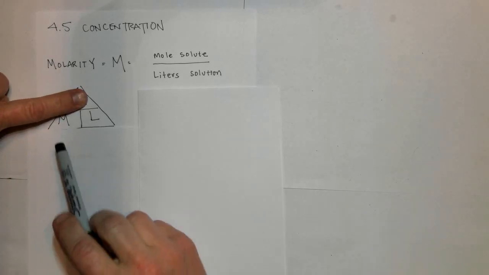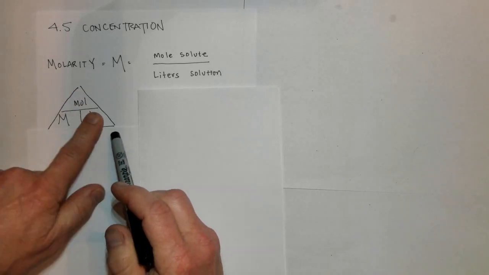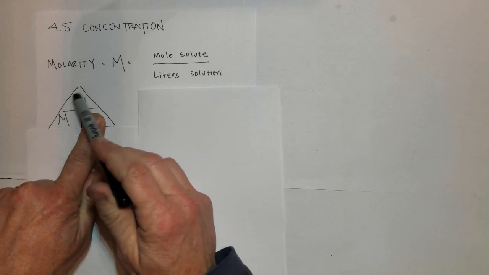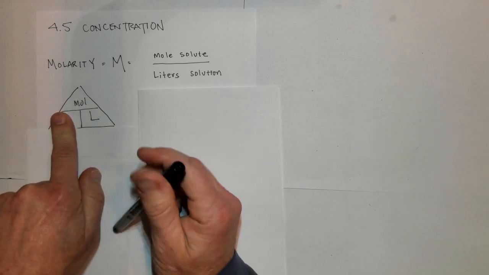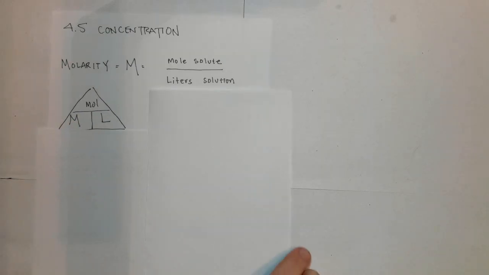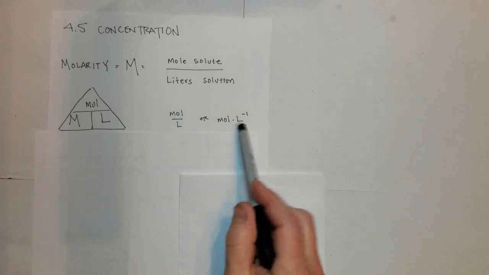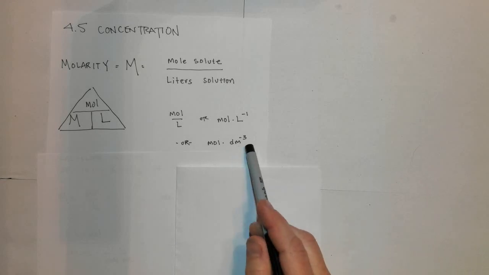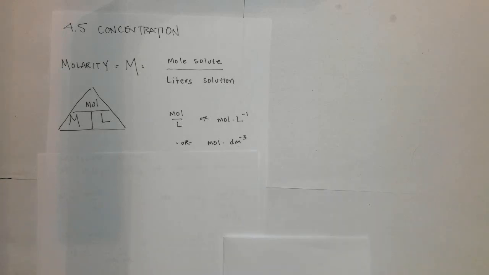This can be illustrated in a triangle. And then the triangle is really easy to use. Covering up moles, it's molarity times liters. Covering up liters, it's moles divided by molarity. Or molarity, which is moles divided by liters. So molarity is equal to moles divided by liters. And the units on molarity are moles per liter, or moles times liters to the -1. Or if you remember from chapter 1, a liter is also a cubic decimeter. So another way to write this is a mole per cubic decimeter, or decimeters to the -3rd.